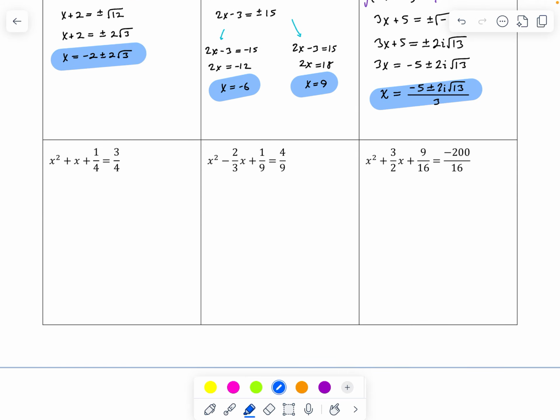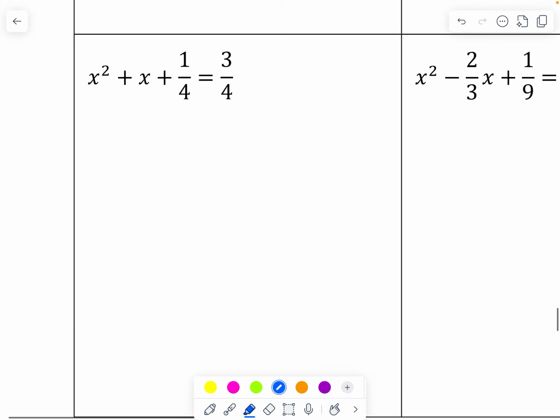Okay, the last ones here are challenge problems, but I do want you to get comfortable with fractions because, hey, they're not going away. However, they are still perfect square trinomials. You might have to think on your own time why these factor the way they do, but I'm just here to tell you that first piece factors to x plus a half squared equals 3/4.